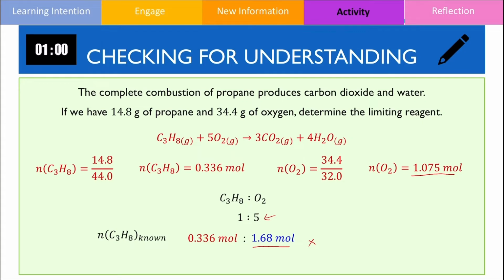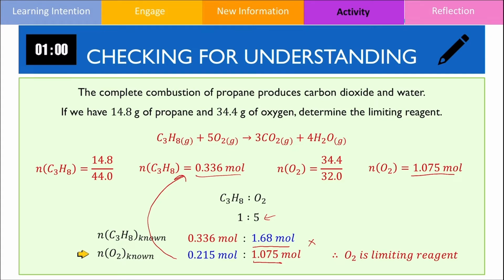In contrast, the amount of propane that completely reacts with 1.075 moles of oxygen can be found by dividing this amount over here by 5, giving us an answer of 0.215 moles. If we compare the second ratio to the amount of starting materials that we've got, you should be able to identify that oxygen is a limiting reagent because oxygen gets completely consumed while there's going to be an excess amount of propane that's unreacted. Let's go through a slightly more challenging example.